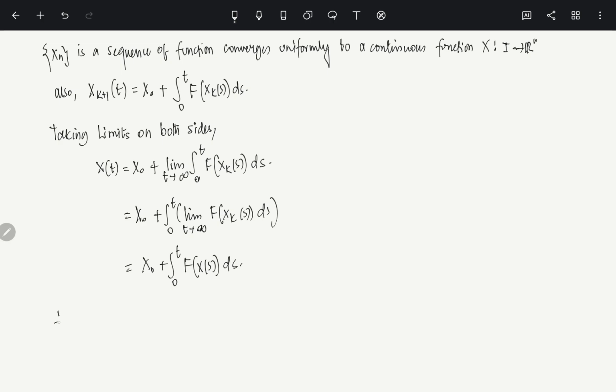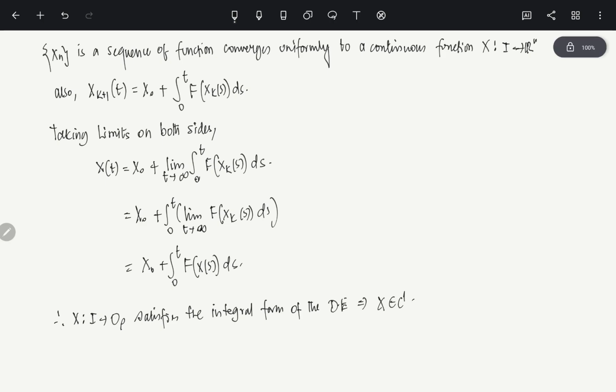So therefore what do we have? We have found an x from I to O, which satisfies the integral form of the differential equation, right? Okay. So what does it say? It says that it is a solution of the equation, and hence x is in C1. Clear? So we actually got that we have existence of a solution, at least one solution.